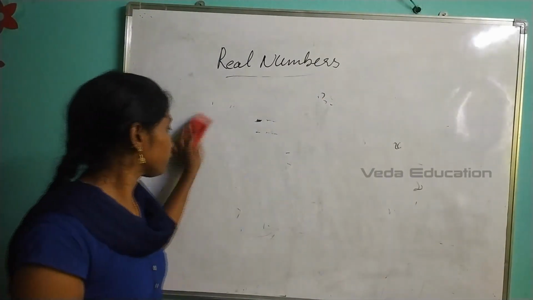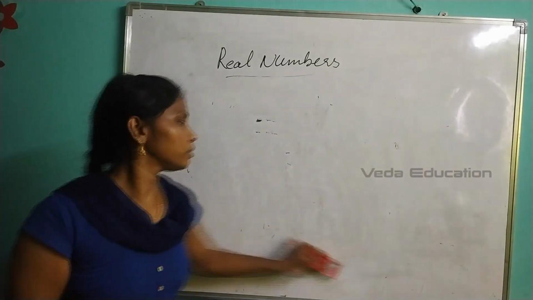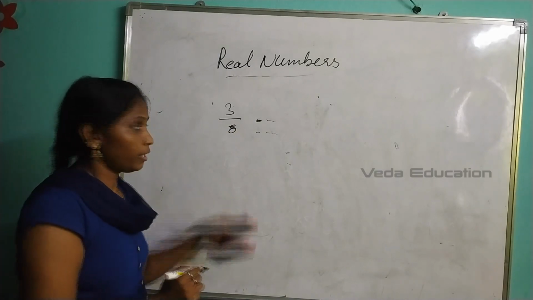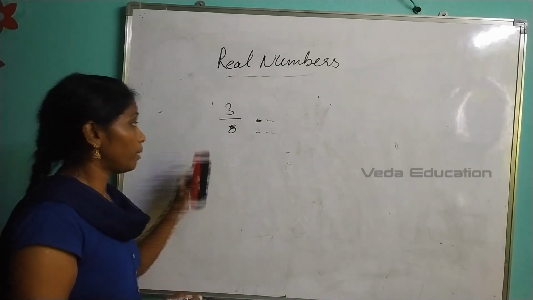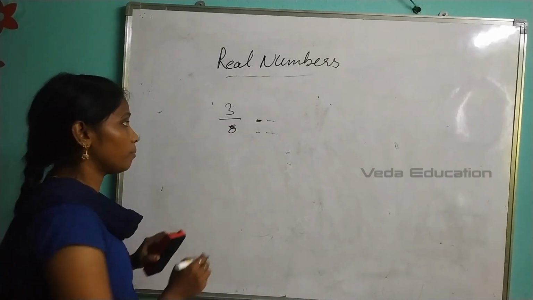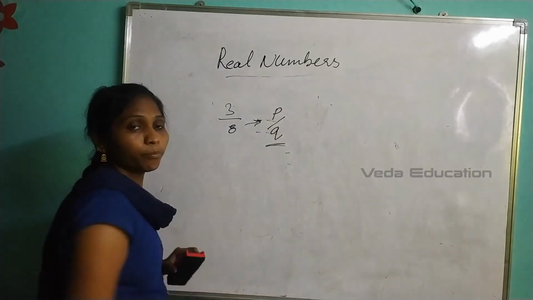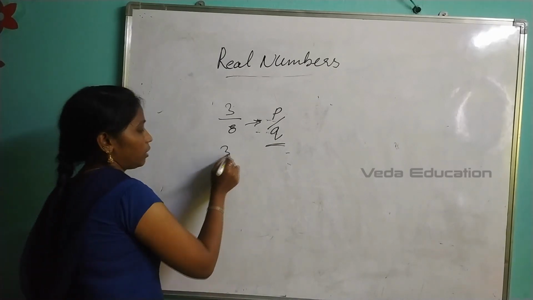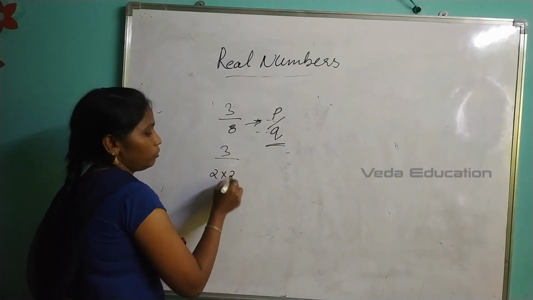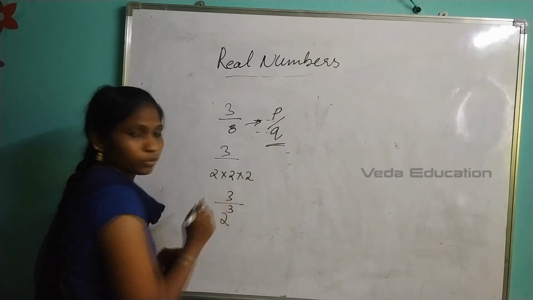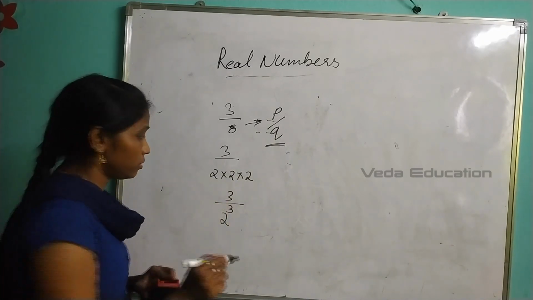Next one, 3 by 8. This is a p by q form number. It is a rational number. For q, write it in prime factors form. 3 by 2 into 2 into 2, that is 3 by 2 cube. Without doing division, see here.